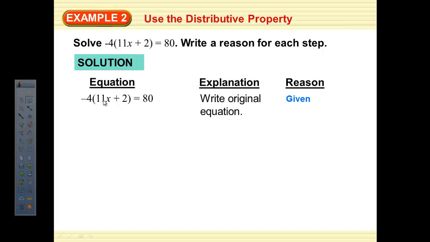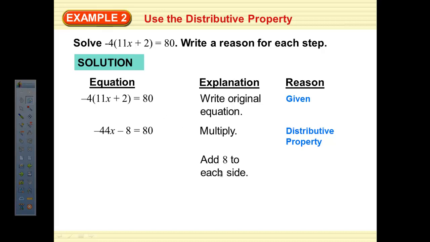Next, we want to distribute the negative 4. If we distribute the negative 4, we end up with negative 44x minus 8 equals 80. And since we distributed the negative 4, we're using the distributive property. Our next step, we want to add 8 to both sides. If we add 8 to both sides, it's going to look like this. And since we added something to both sides of the equation, it's the addition property of equality.